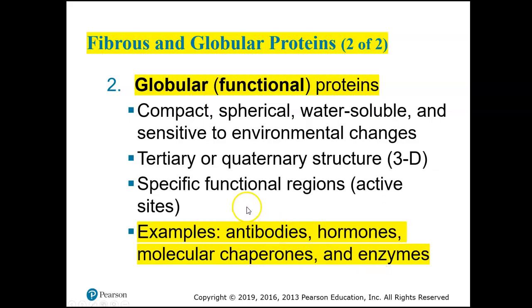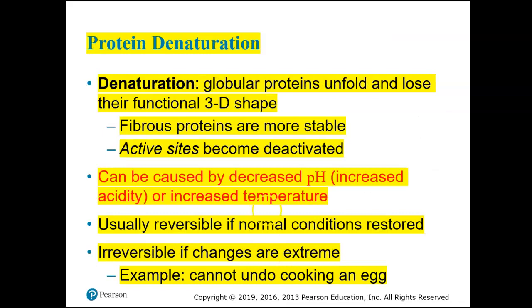And for the example of molecular chaperones, just so you know what that's referring to, hemoglobin would be an example because it transports, or chaperones, oxygen.